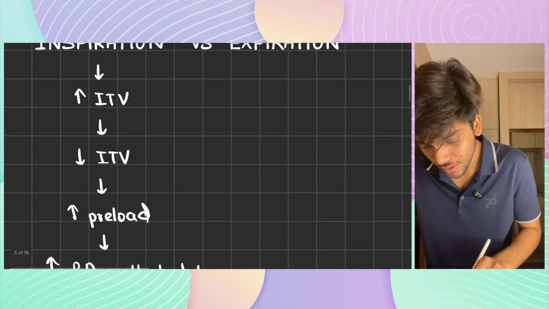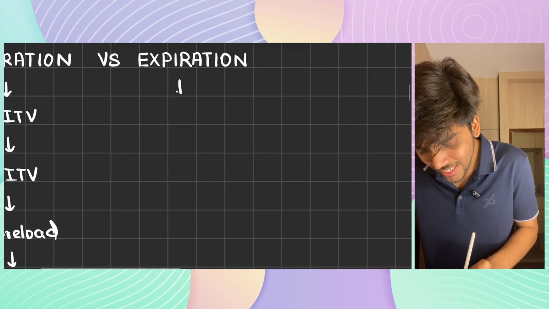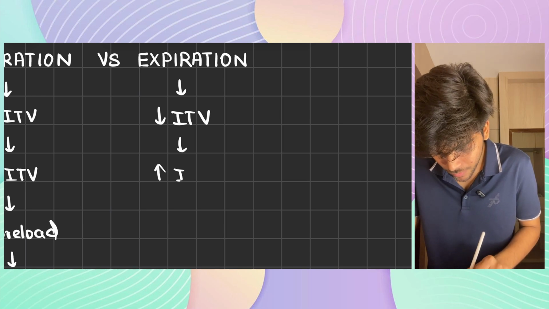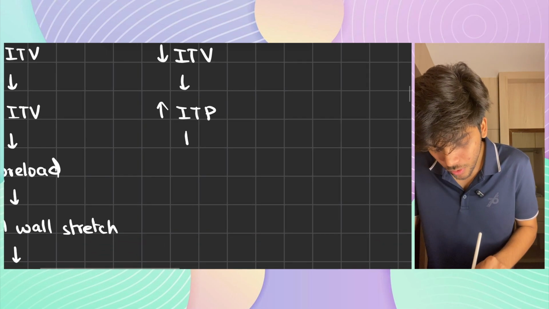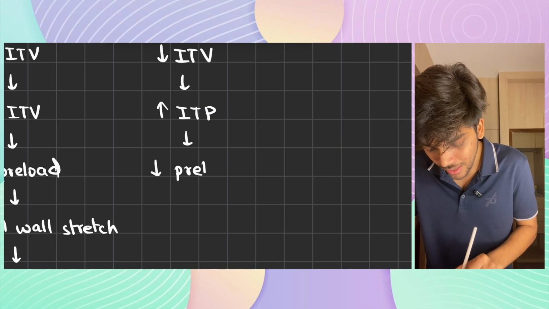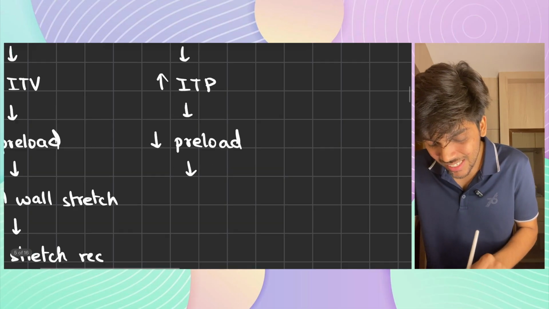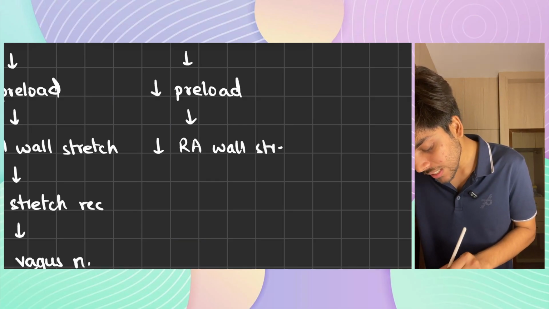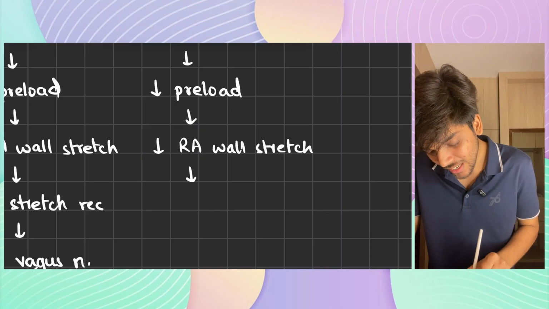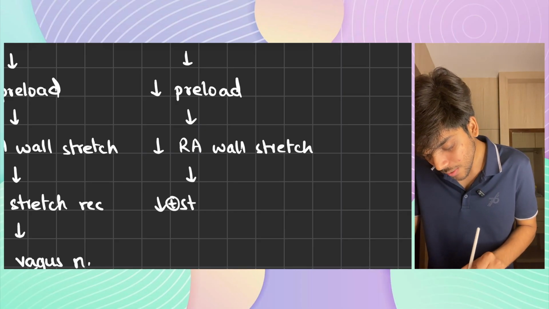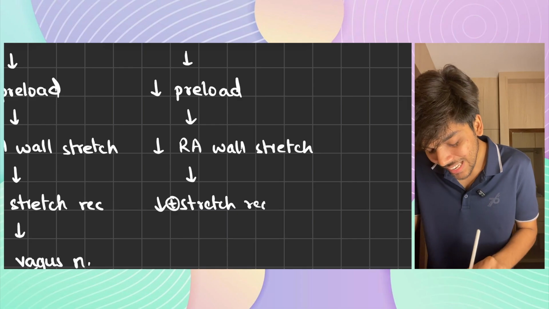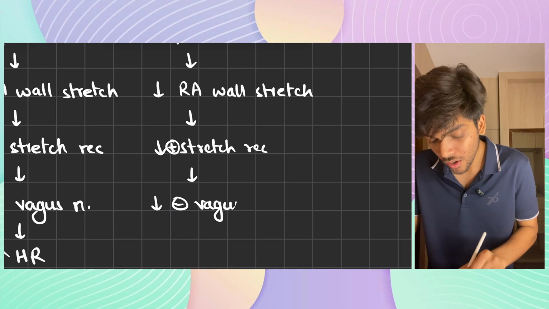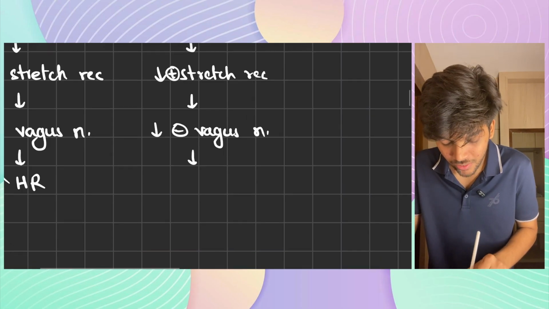On the other hand, during expiration, there is decrease in intrathoracic volume, increase in intrathoracic pressure, decrease in preload, that is the blood coming into the right atrium is less. So there is decreased right atrial wall stretch. That means less stretch receptors are activated. So there is decrease in activation of stretch receptors. As a result, there is less inhibition of vagus nerve, or more activity of vagus nerve, which suppresses the heart and reduces the heart rate.